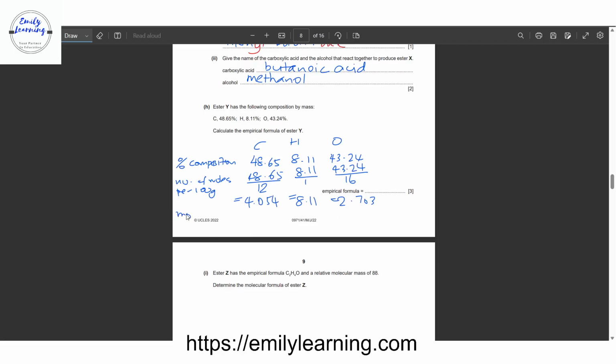So the mole ratio will be 4.054 over 2.703. Then this one is 8.11 divided by 2.703. Then here is 2.703 over 2.703, which is 1. And here, let me take 8.11 over 2.703.